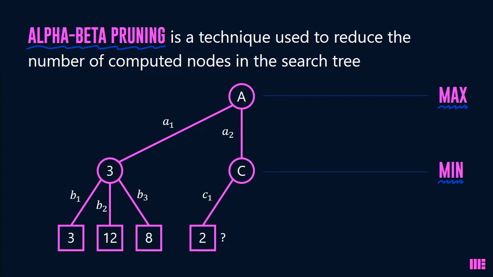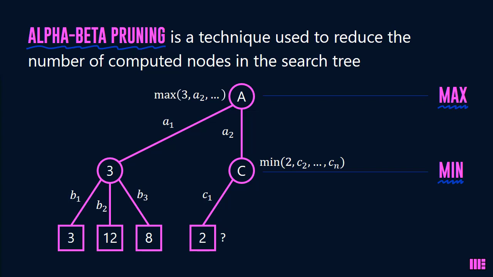At the highest level, the AI is trying to pick the decision that has the maximum utility, which right now involves 3, and whatever utility comes as a result of choosing decision A2. But at node C, our opponent will choose the decision leading to the minimum utility, which we know involves 2, followed by all of the unexplored utilities.